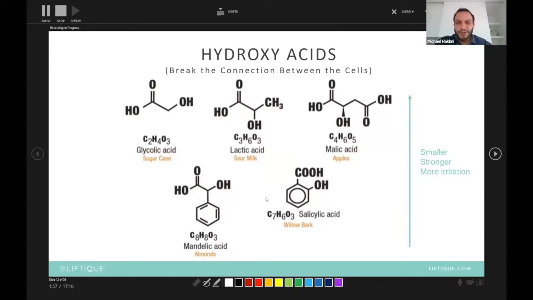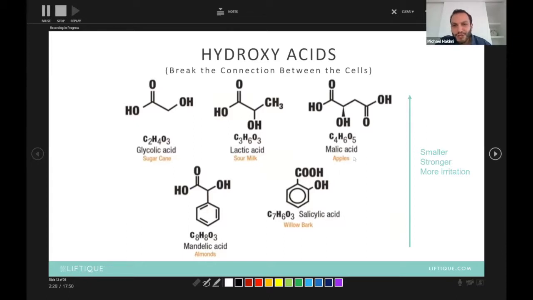Now, the other thing you can notice is there is a difference in mandelic acid and salicylic acid. They have a ring structure that you don't see in the other acids. This ring structure has an antibacterial effect. So these two, salicylic acid and mandelic acid, have some antibacterial effects when you wash your face with something that contains these two acids.